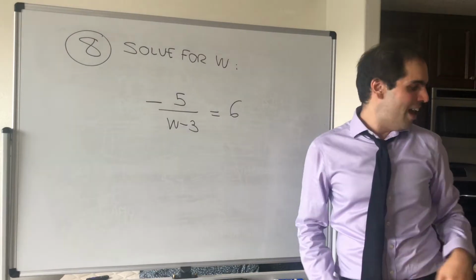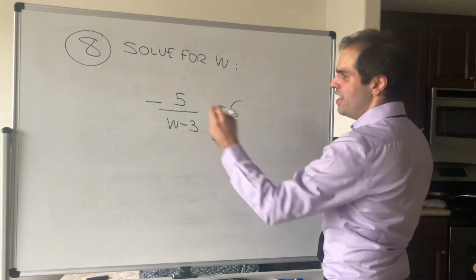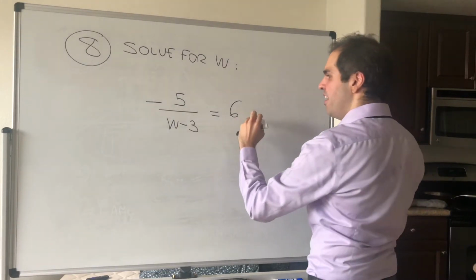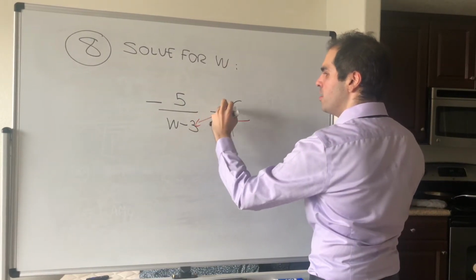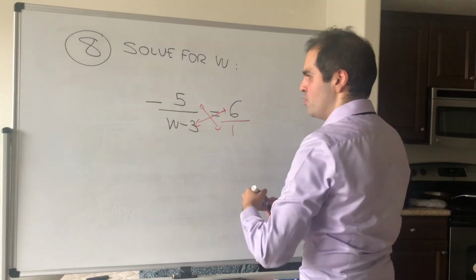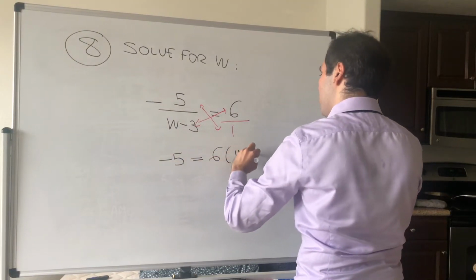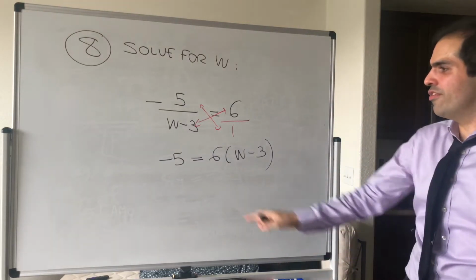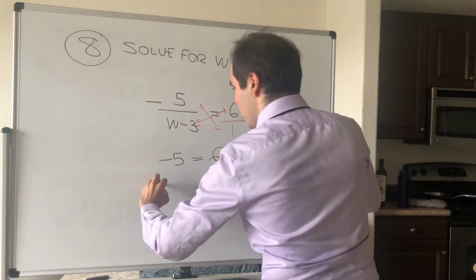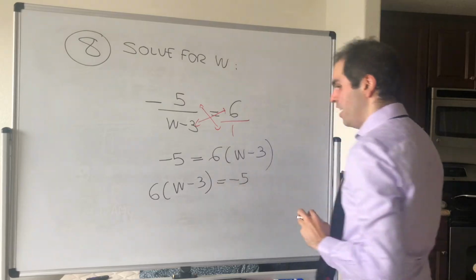All right, another cute algebra problem that you can solve essentially using the same technique. So here, minus 5 over w minus 3 equals 6. And again, same trick as before. You can just cross multiply, and you get minus 5 times 1. So minus 5 equals 6 times w minus 3. Careful, the minus just goes with one of the two. Don't put it with both of them. And then what you get is 6 times w minus 3 equals minus 5.